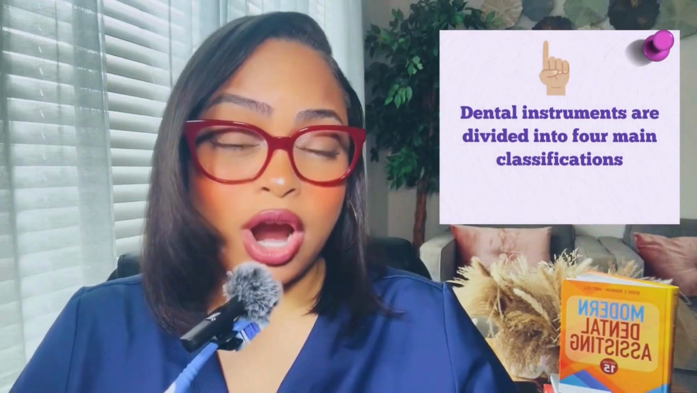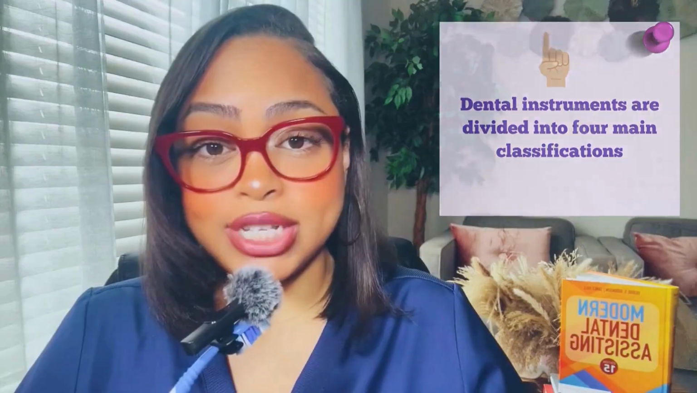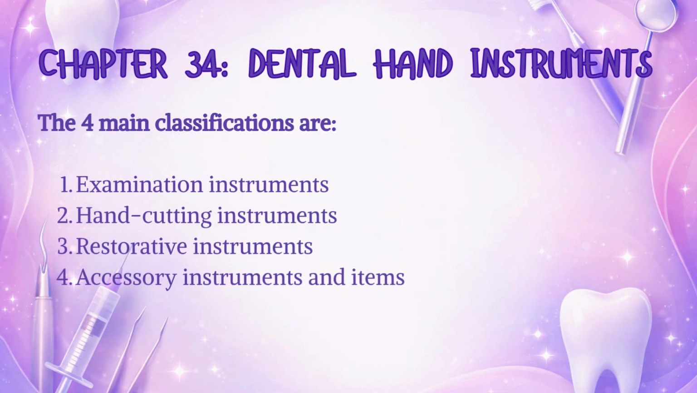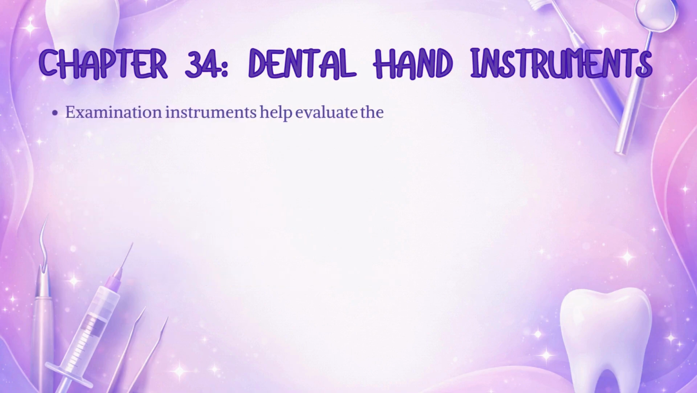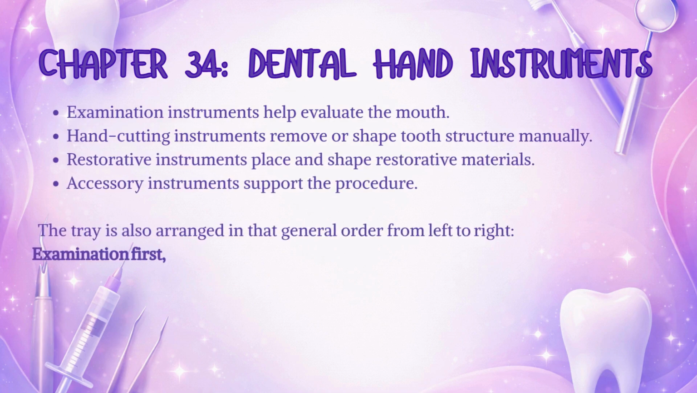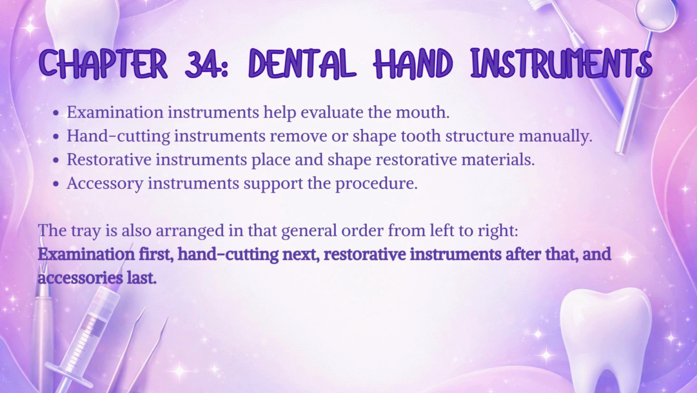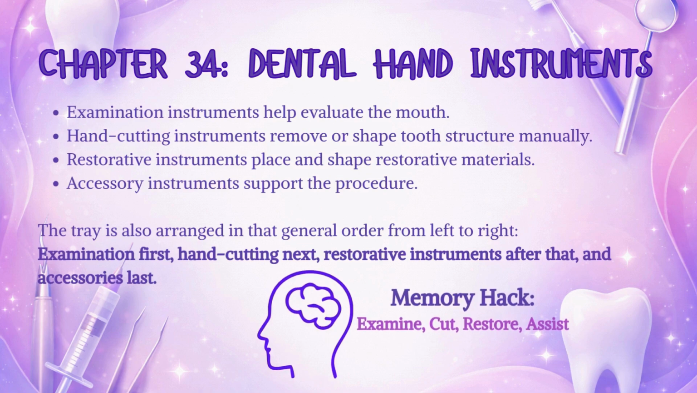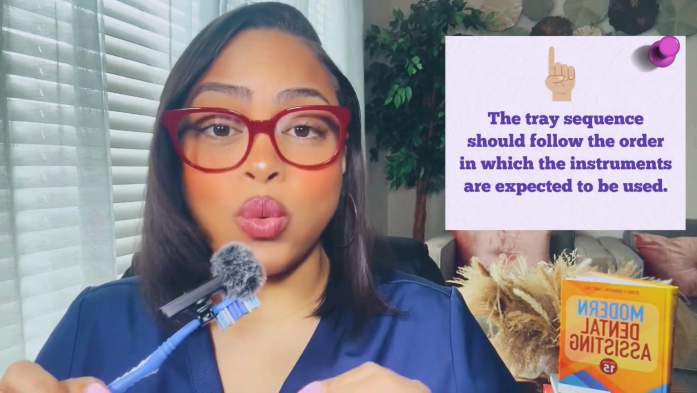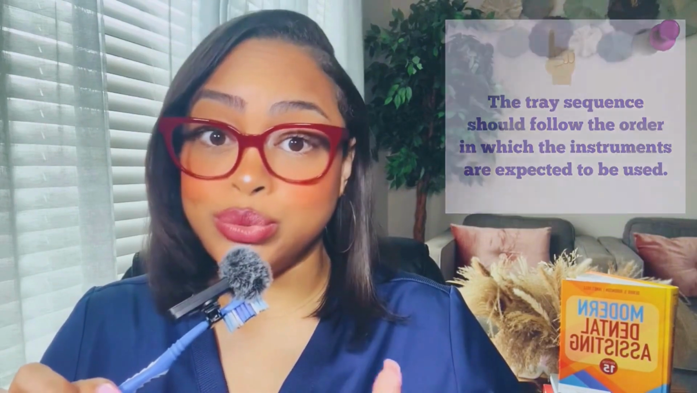Dental instruments in this chapter are divided into four main classifications. They are examination instruments, hand cutting instruments, restorative instruments, and accessory instruments and items. Examination instruments help evaluate the mouth. Hand cutting instruments remove or shape tooth structure manually. Restorative instruments place and shape restorative materials, and accessory instruments support the procedure. The tray is also arranged in that general order from left to right: examination first, hand cutting next, restorative instruments after that, and accessories last. The tray sequence should follow the order in which the instruments are expected to be used.